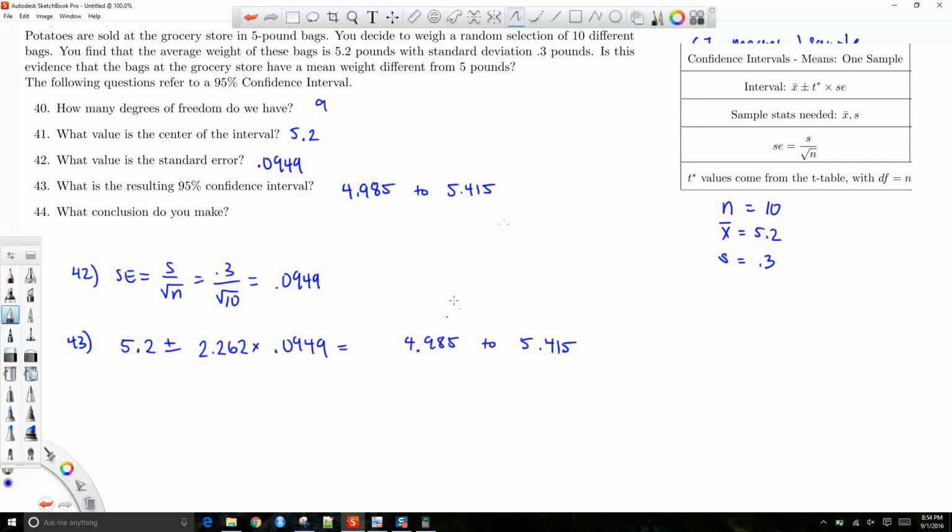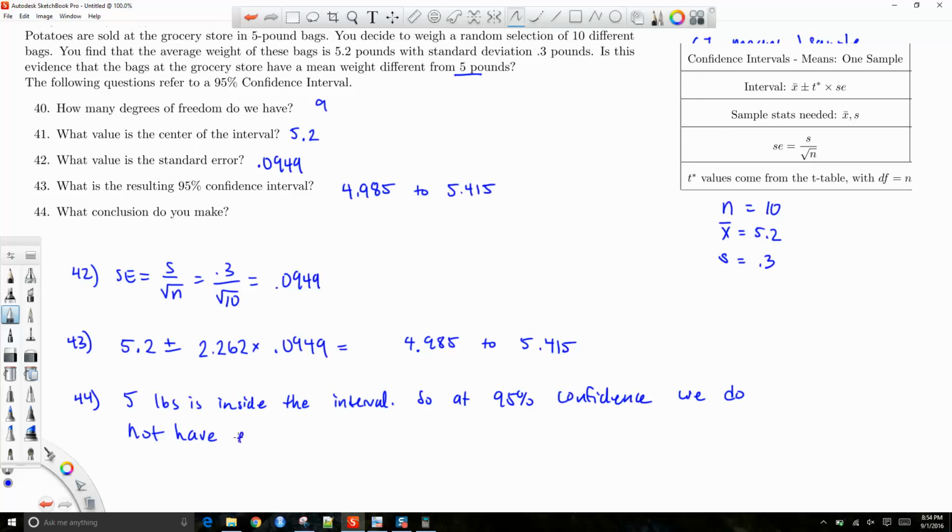Is that good? Okay, 44, what conclusion do we make? So we want to see 5 pounds, right? So 5 pounds is inside the interval. So at 95% confidence, we do not have evidence that the mean weight is different from 5 pounds.